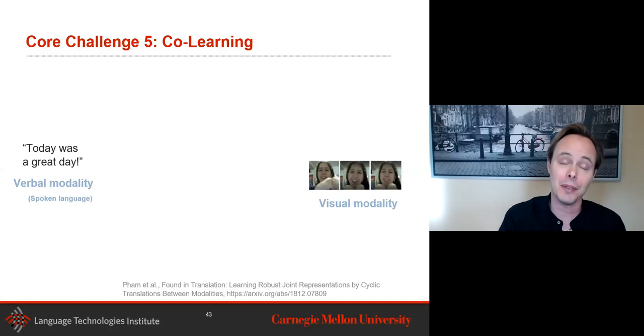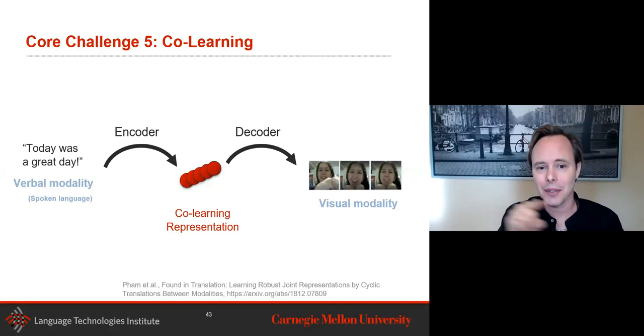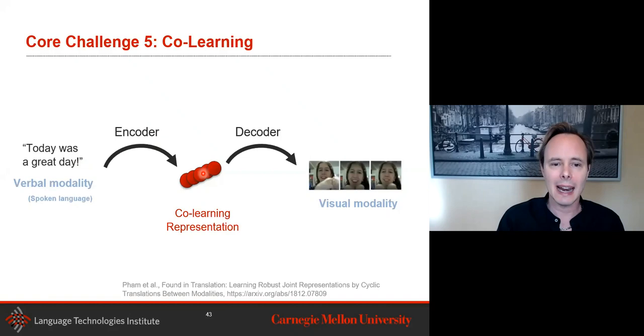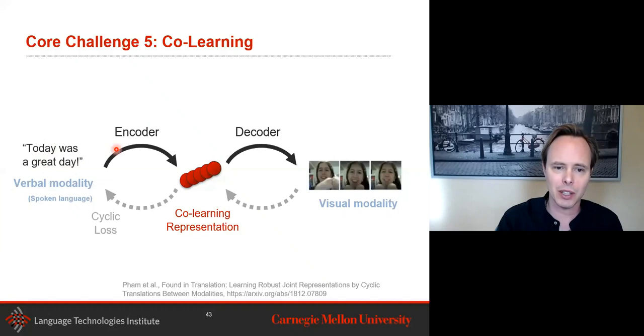So the trick here is I'm going to use the idea of translation, where I take the verbal and translate it into an intermediate representation that will be used to finally generate the visual. This is supposed paired data, but I will also do it with what's called a cyclic loss, which is to say, not only did I take something like "today was a great day" and try to generate the visual, but that needs to be able to regenerate what was originally there.